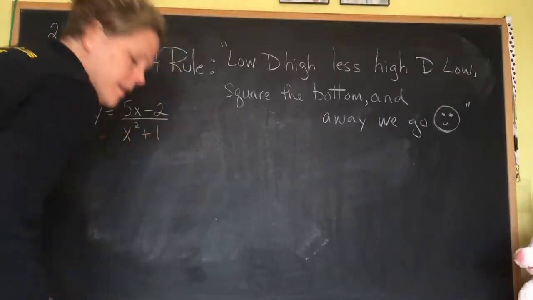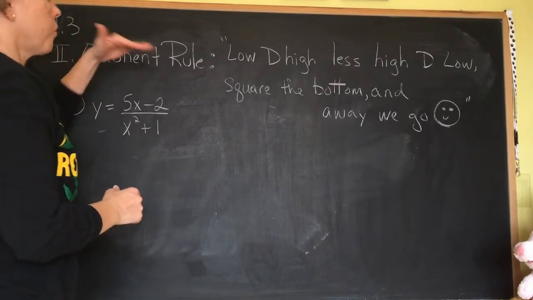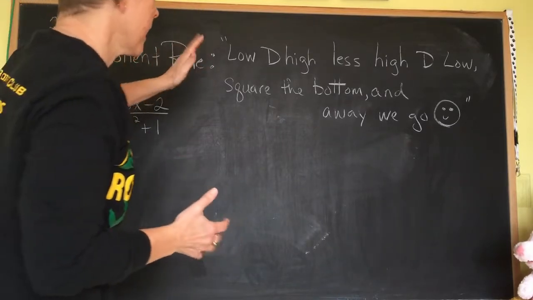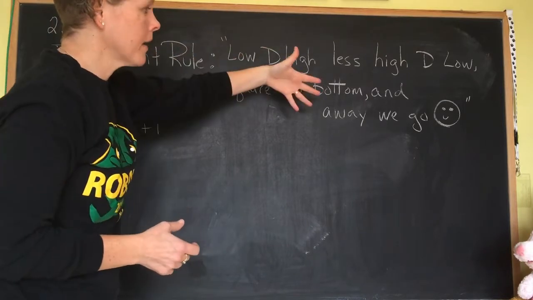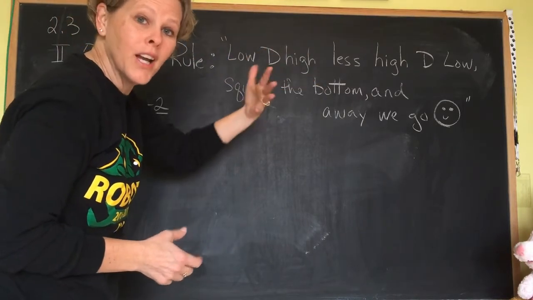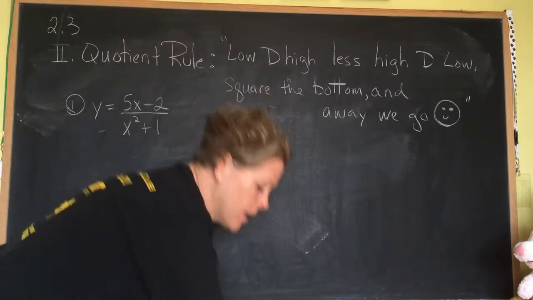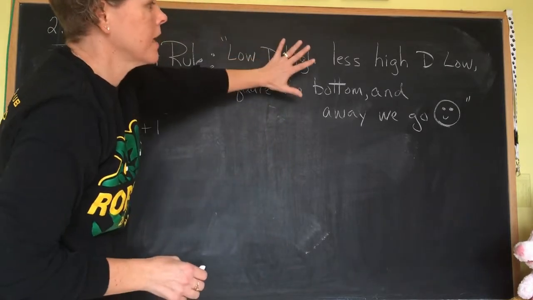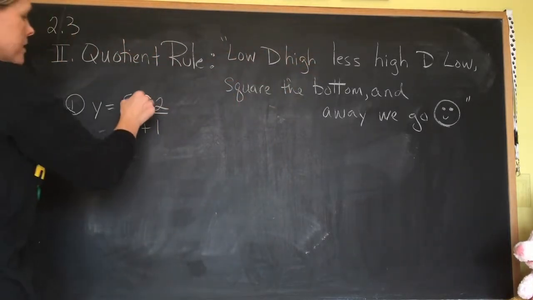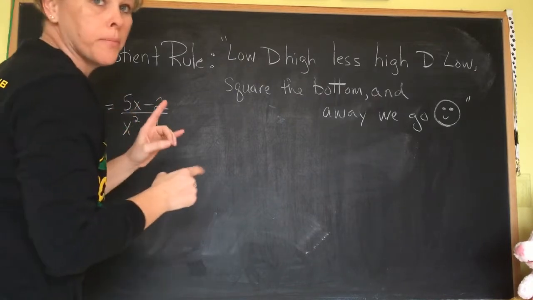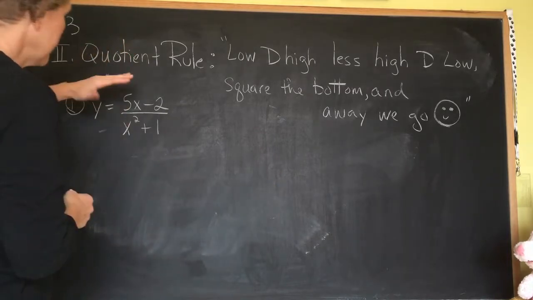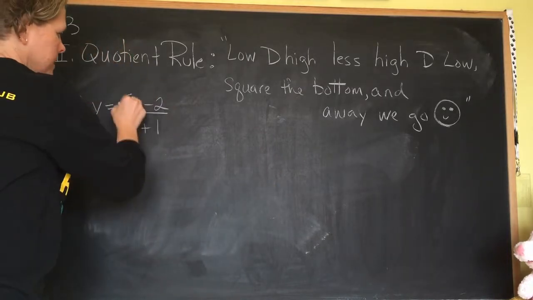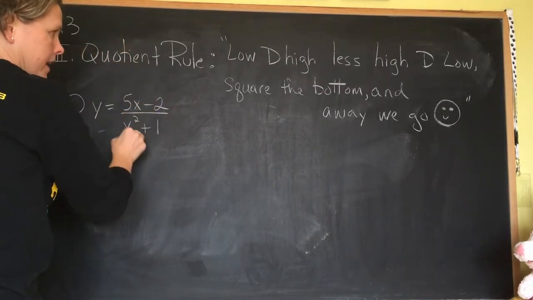So a second ago we did the product rule. Now we're going to do the quotient rule. So here's the fun phrase for that. Low d high, less high d low, square the bottom, and away we go. How could you not love that phrase? Okay, so this helps us take the derivative whenever we are dividing. But again, it's similar to product in that in order to do the product rule, both parts have to have an x. In quotient rule, the top has to have an x, the bottom has to have an x.